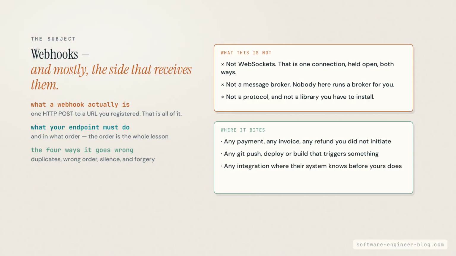Where does this bite? Any payment, any invoice, any refund that you did not start yourself. Any code push or build that triggers something. Any place where their system knows about a thing before yours does. One picture first, before any code.